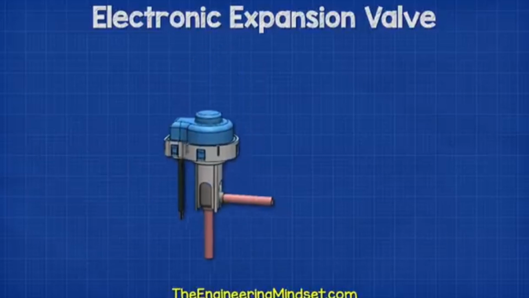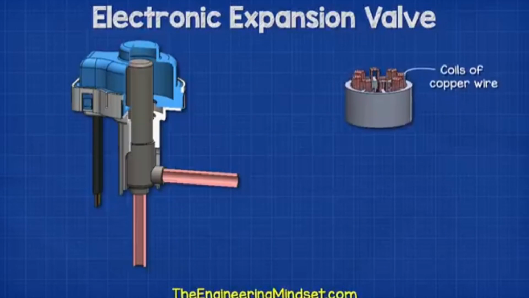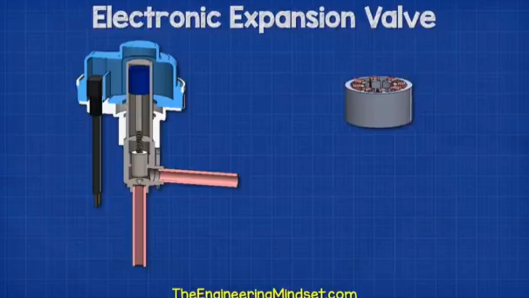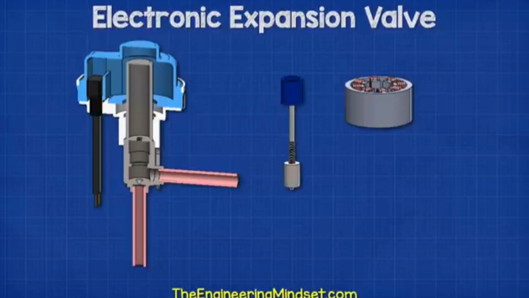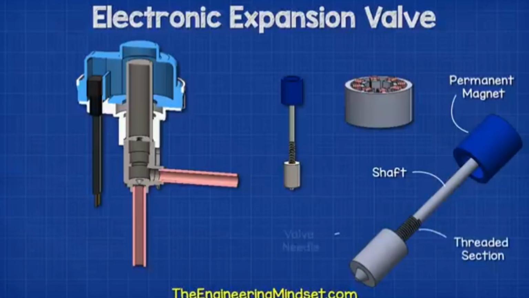Inside the stator, we find a number of coils of copper wires, which are wrapped around the inner perimeter. These are the stator coils. Then inside the valve body, we first have the permanent magnet, which is connected to the shaft. The shaft runs the length of the valve. Partway down the shaft, we find a threaded section. At the bottom of the shaft, we find the valve needle, which pushes against the valve outlet to close it.